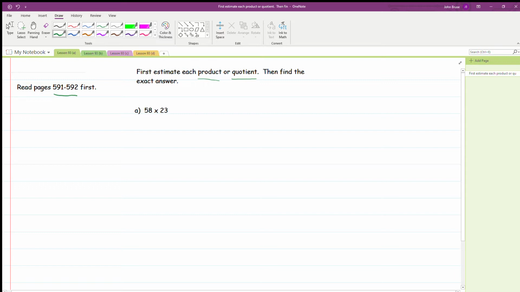So the estimates are pretty easy. We're just going to round these numbers. They go to the tens place, so we're going to round to the tens place. So this is really, if I'm finding an estimate, it's 60 times 20. And from previous lessons, you know that you can multiply 6 times 2 to get 12, and then add your zeros. There's 2 of them, so we're going to add 2 zeros. So this is our estimate. And then it wants you to show an exact answer.